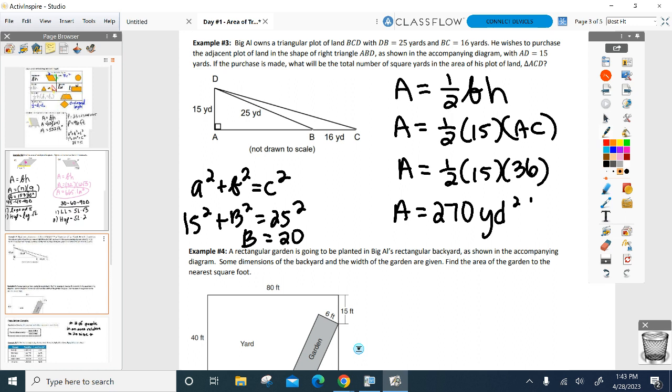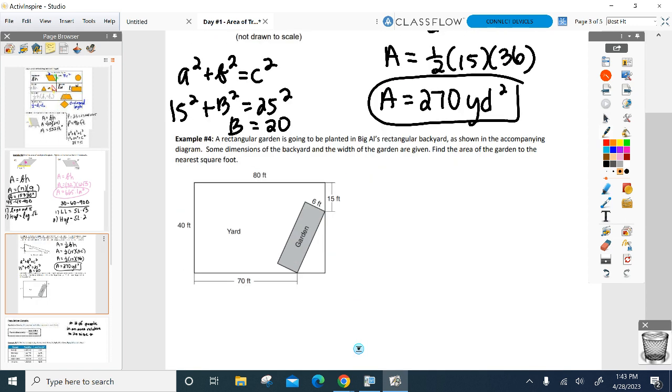So Big Al's plot of land, 270 square yards. Questions? Next up, let's go to his backyard and his garden. Both rectangular. Find the area of his garden.